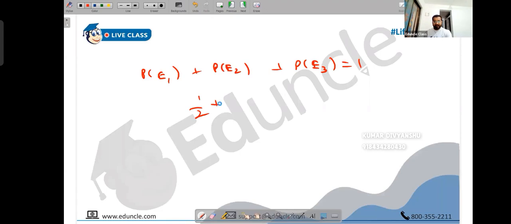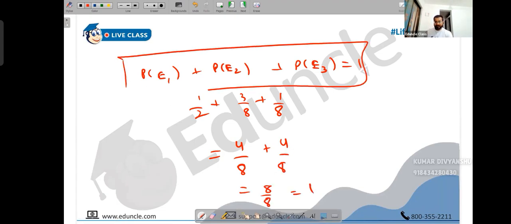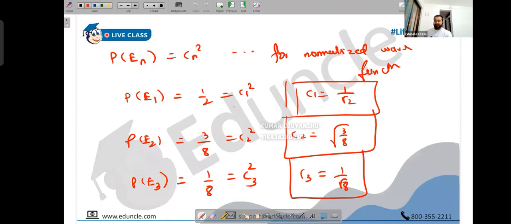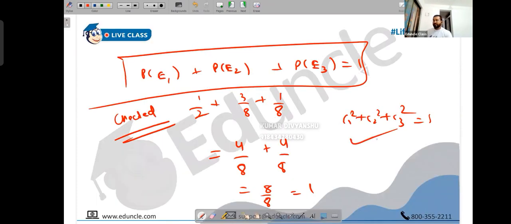So it is half plus 3 by 8 plus 1 by 8. I can write half as 4 by 8 plus 3 by 8 plus 1 by 8, which is 8 by 8, which is 1. So probability is coming out to be 1. Just checking, and we checked it. Also, the sum of C1 square plus C2 square plus C3 square should also be 1, which is actually the same thing here. Probability C1 square is half, probability C2 square is 3 by 8, probability C3 square is 1 by 8. Again, this is also 1. So everything is sorted now.